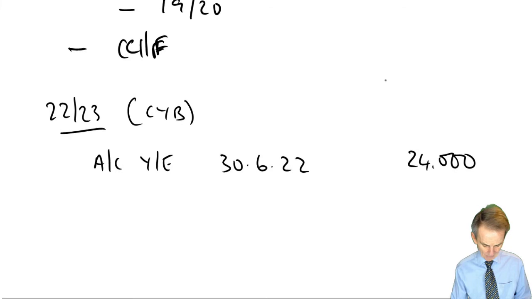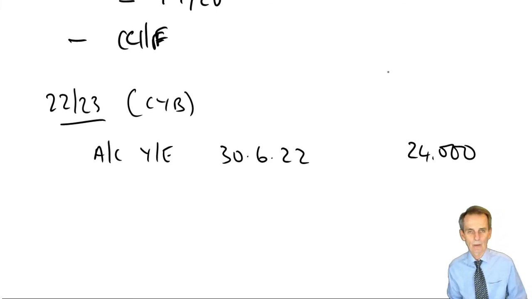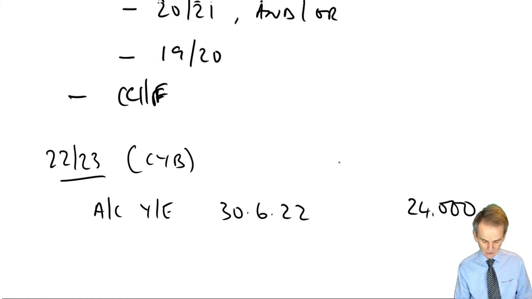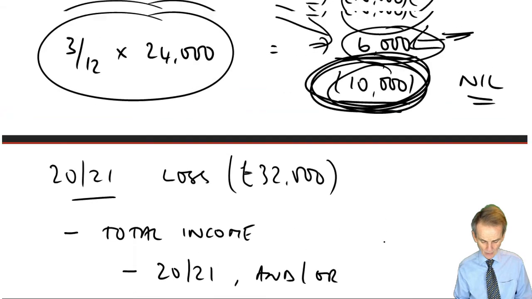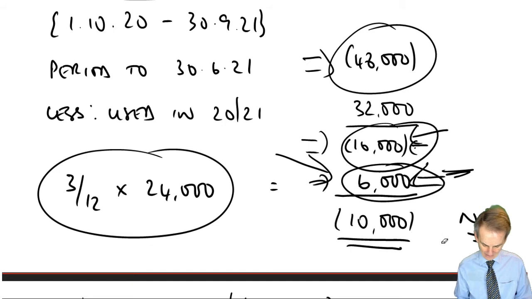As we already said, when we get to 22-23, we have a CYB assessment of £24,000. That means that 3 months of that 24,000, 6,000, has come up again. That becomes an overlap profit. It also meant, of course, that going back to 21-22, we had a loss of £10,000. There we have that loss of 10,000.